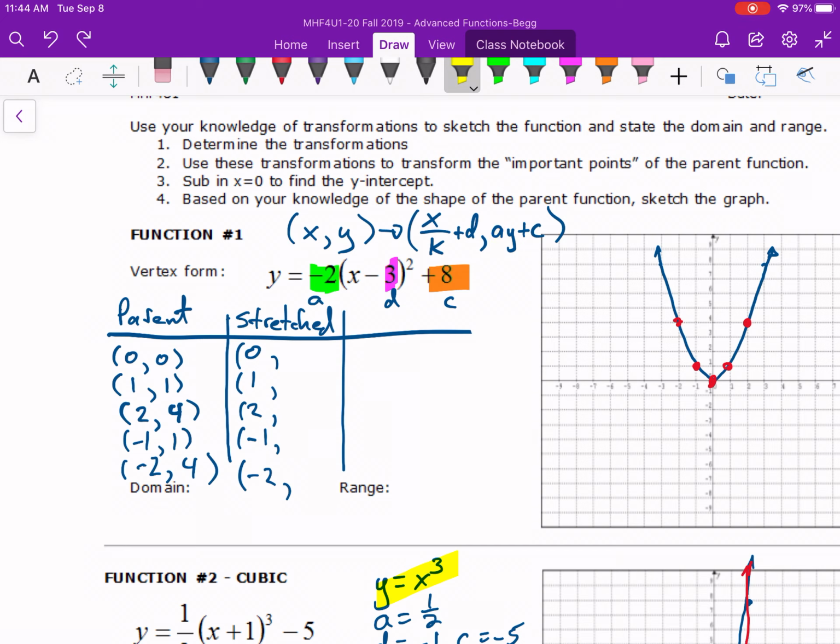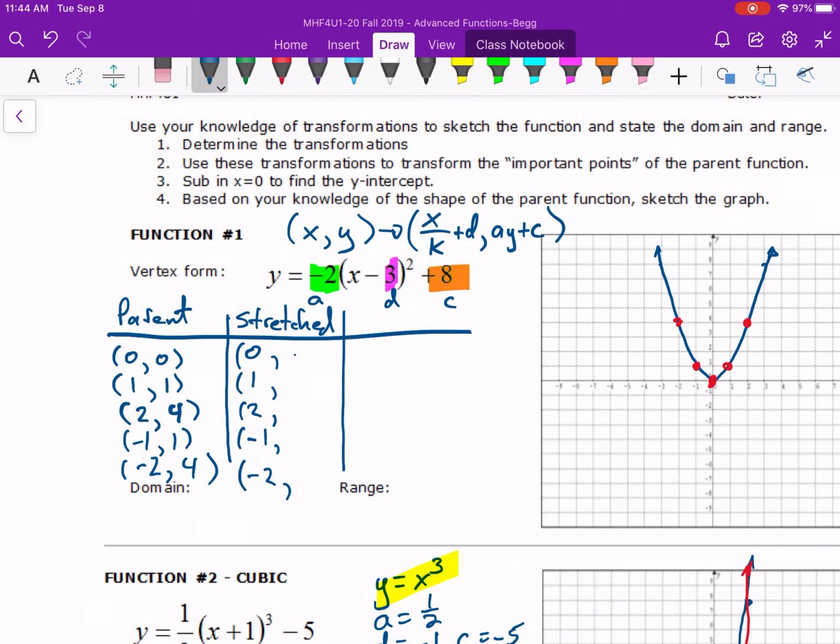So maybe I should have highlighted that in green so that you can see that it matches the -2 in the actual function. Anyway, so I'm going to multiply all my y values, all these values here, by -2. And it doesn't take long. It's really quick once you get the swing of it.